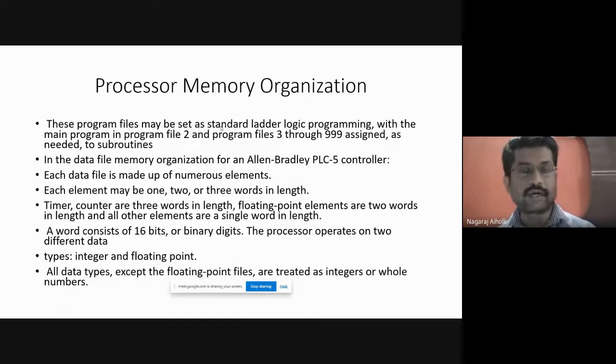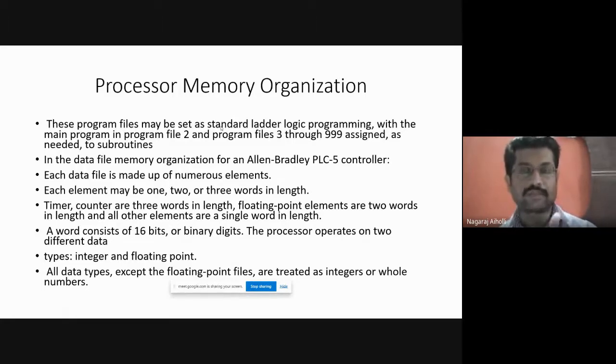Usually, how is the data stored? The data is stored in the form of bits or bytes or words. Till now we have seen this, is it not? But here in Allen Bradley PLC5 PLCs, the data is stored in the form of elements. The data file consists of elements, which are nothing but data elements, and they are 1 word, 2 words, or 3 words in length. The timers and counters are all 3 words in length.